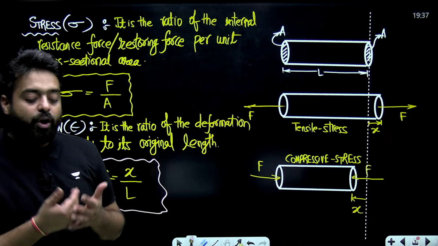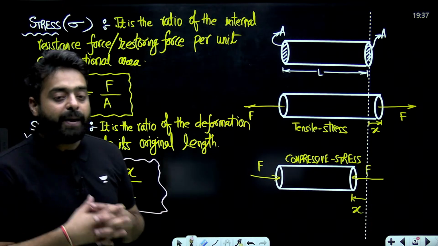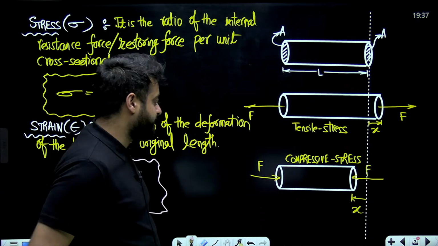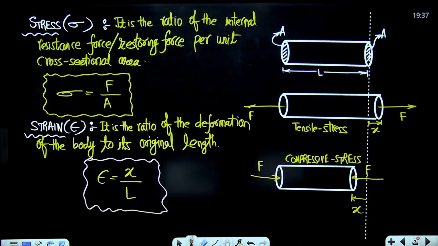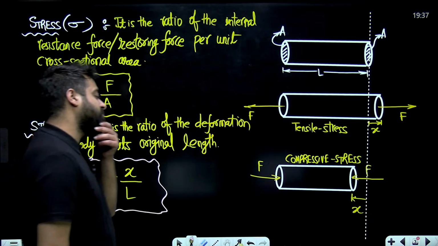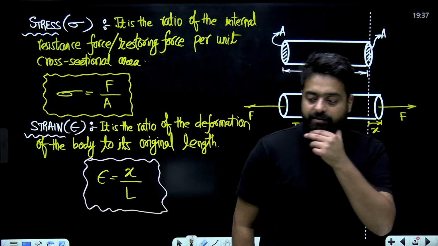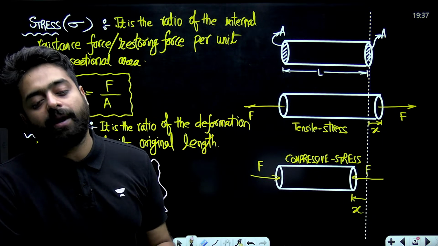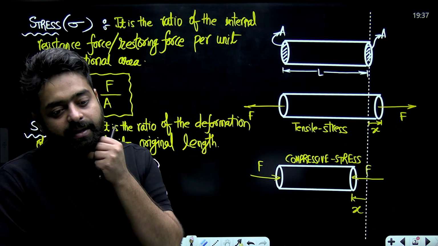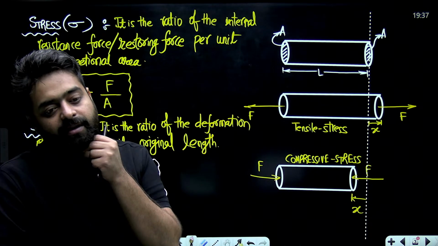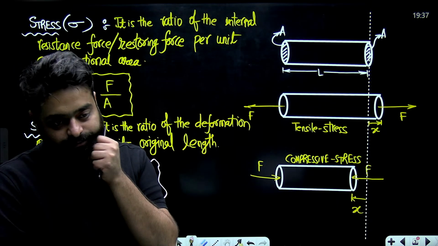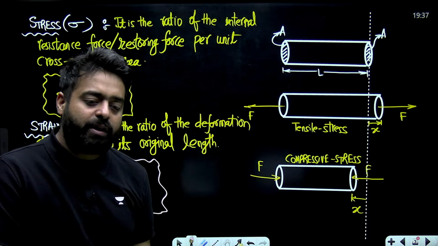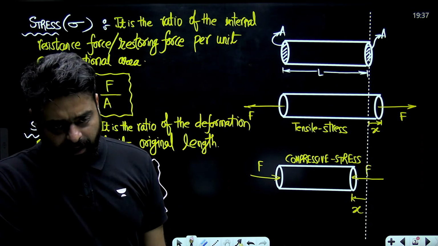So there should be some common parameter, and the common parameter here is its original length. That's it. So I hope you understood strain and stress, the two parameters which are the whole basis of this chapter. Whenever you study this chapter, you just need to understand these two parameters, nothing else. If you understood these two parameters, everything is done. Then we just need to understand what types of stress and strain there are.